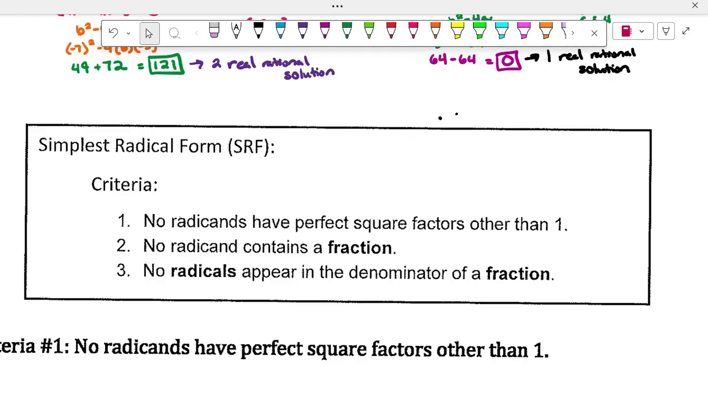Now, another thing we got to review before we get into solving, which we're not going to get into until tomorrow, is stuff that we talked about at the beginning of the unit. So 4.1 and 4.2. We got to be able to simplify radicals. So we've been doing that a lot in this class. Remember, no radicands, or the number under the radical, can have perfect square factors other than 1 in them. No radicand can contain a fraction, and no radicals appear in the denominator of the fraction. So we got to simplify the radicals, and we also have to rationalize the denominators.